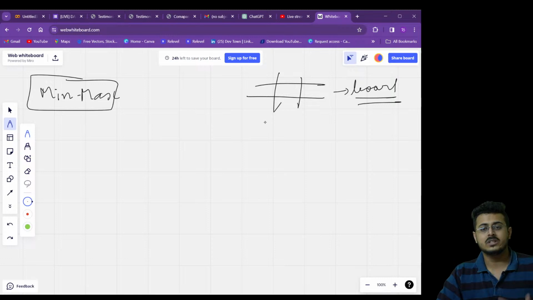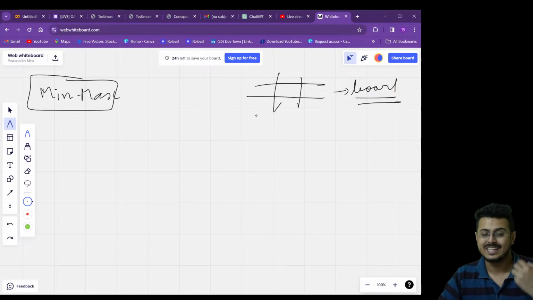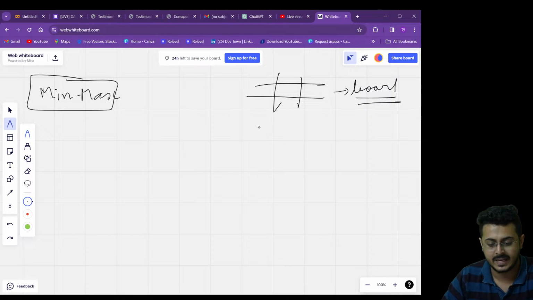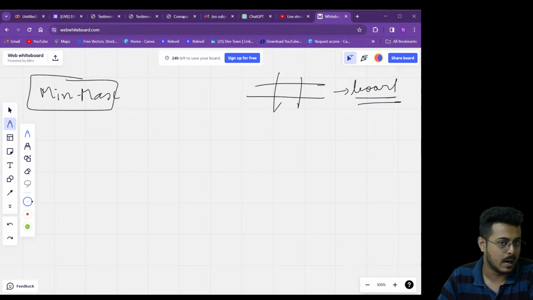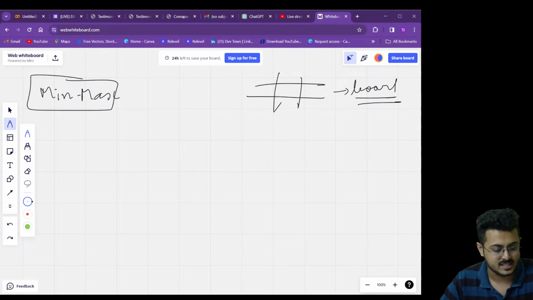Now, whose chance will it be first? Let's assume it is X's chance. Right now I'm X and it is my chance to play. What are the different possibilities in which I can play my X? Where can I put my X inside of this board? There are 9 possible methods in which I can put my X.